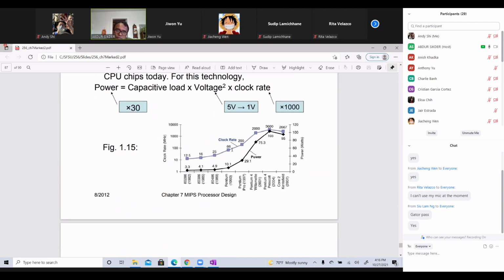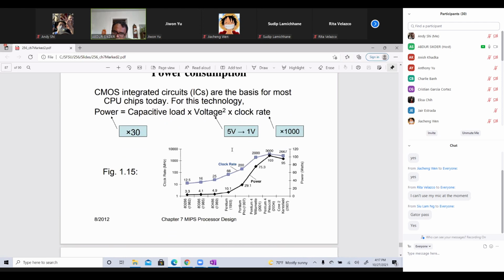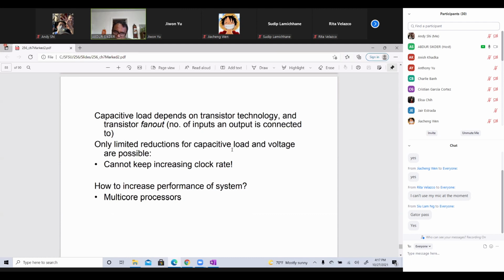Power consumption, another example. CMOS integrated circuits are the basis for most CPU chips today. For this technology, power equals capacitive load times voltage squared times clock rate. Capacitive load depends on the transistor technology and the transistor fan-out, the number of inputs and outputs it is connected to. Only limited reductions for capacitive load and voltage are possible. You cannot keep increasing the clock rate.